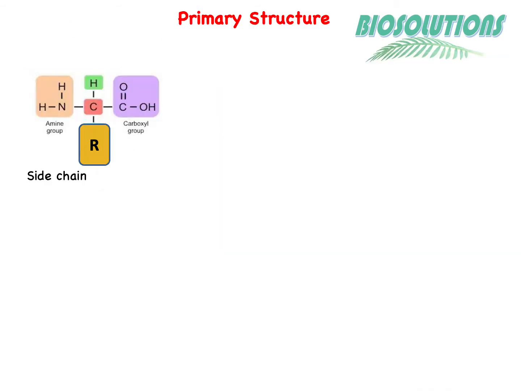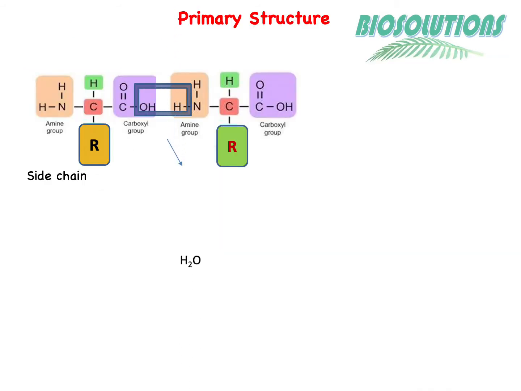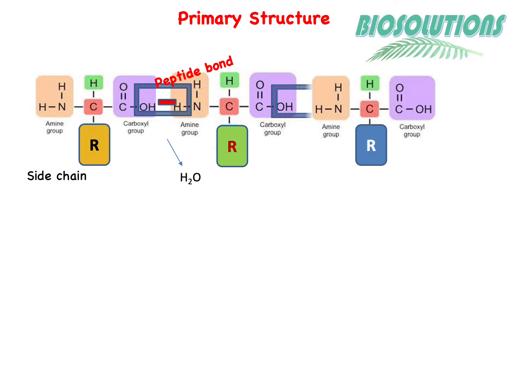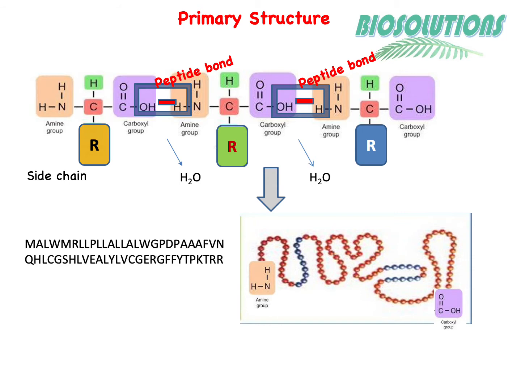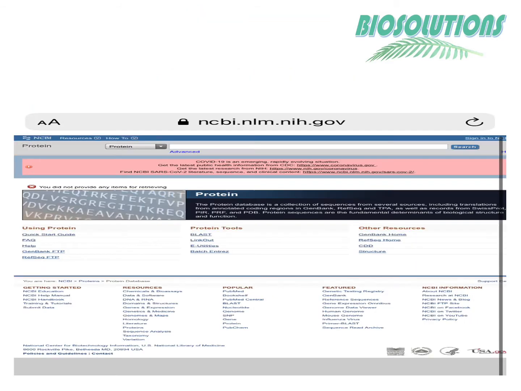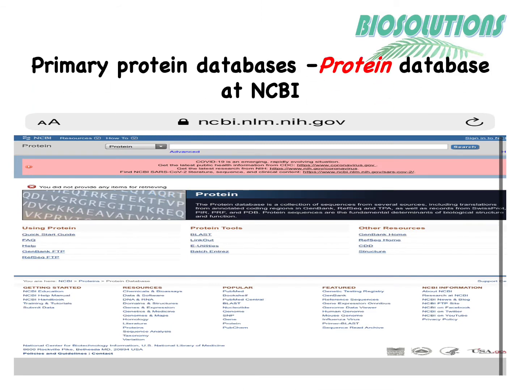Primary structure is formed when two amino acids join by peptide bonds, eliminating a molecule of water. This long chain of amino acids, or primary structure, has an amino end and a carboxyl end. In bioinformatics, we write primary structure as a series of amino acids which are stored in databases like Protein Database in NCBI and SwissProt and TrEMBL databases in UniProt Knowledge Base or UniProt KB.